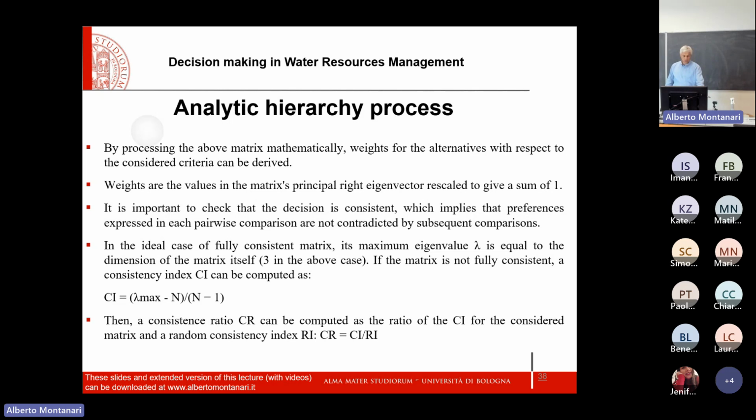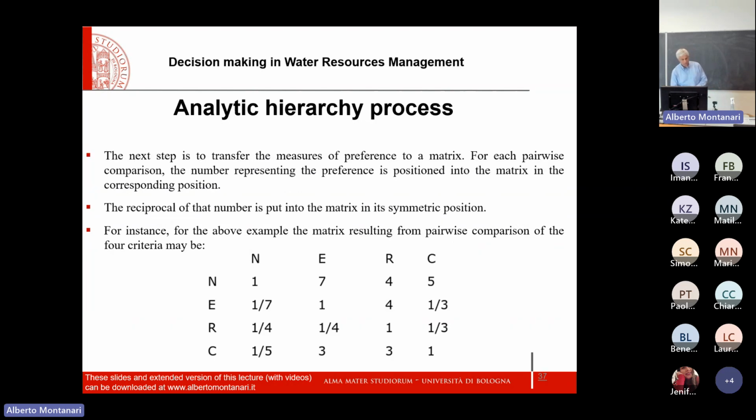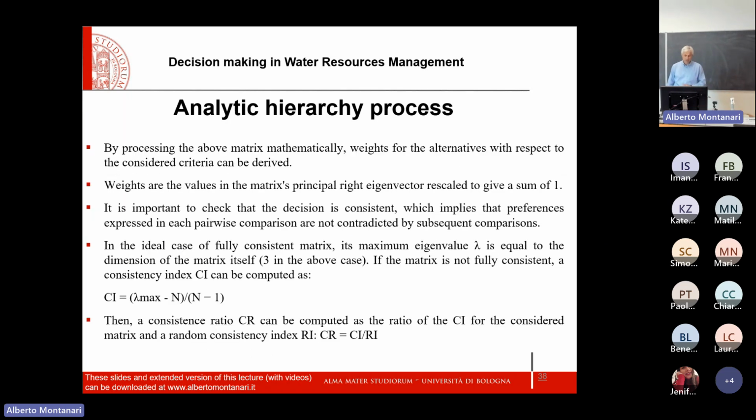So first of all, how to compute the weights? It is easy, but it's not easy to be explained. Basically, if you look at this matrix, you can compute the weights anyway, even if it's not consistent. So let's focus on the weight computations. The weights are the values in the matrix principal right eigenvector. So this is something that goes back to your studies on basic maths. What is an eigenvector? A right eigenvector of a square matrix.